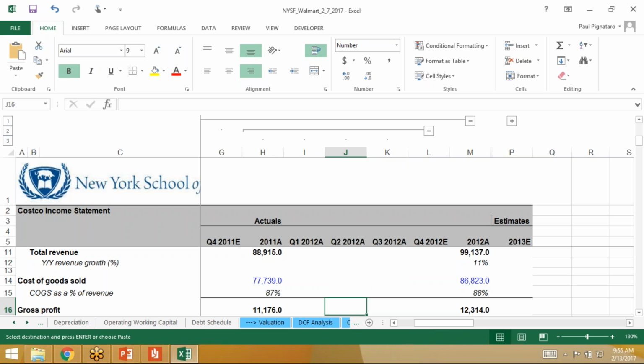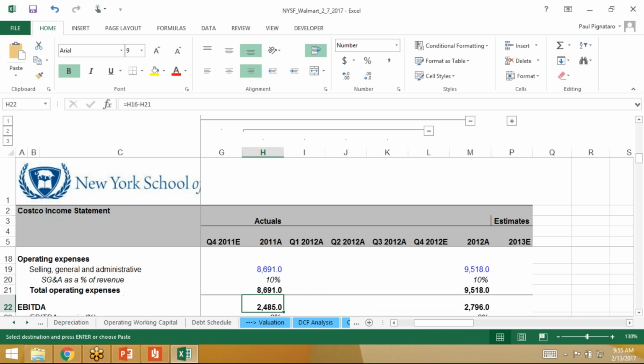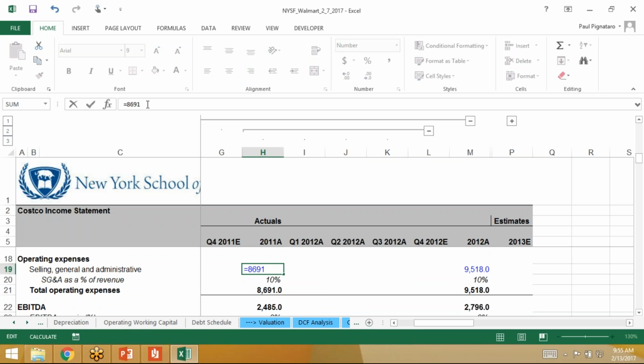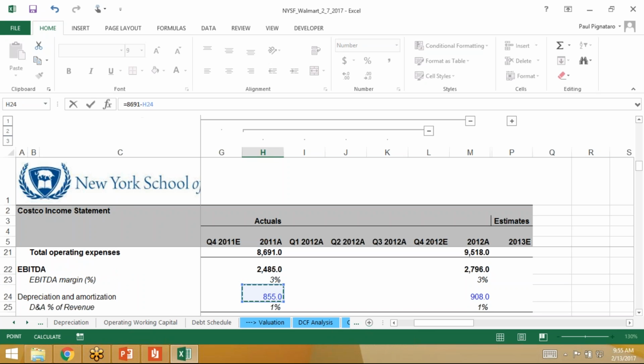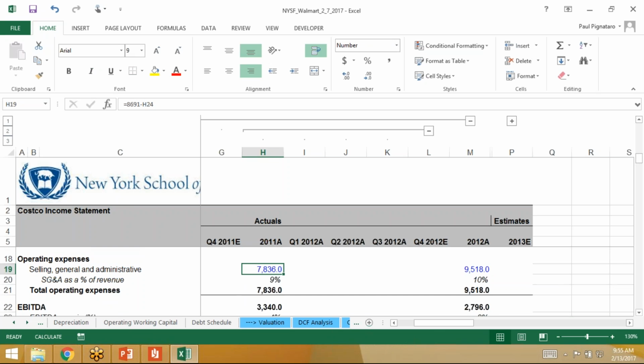It's not going to change things all that much. So what I want to do is take that SG&A and just adjust out the depreciation that we identified. Right in this H19, I'm going to do equal to that 8691 that we identified, minus, and I'm just going to click down to 855. I'm going to reduce that by the 855. So we basically pulled the expense out of SG&A. See what I did there? Any questions on that?